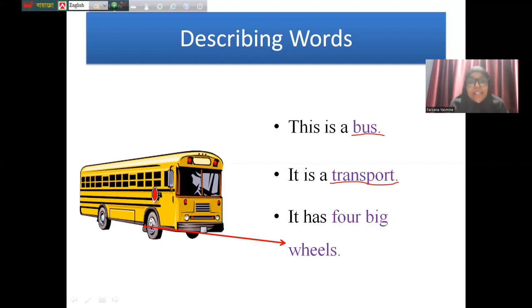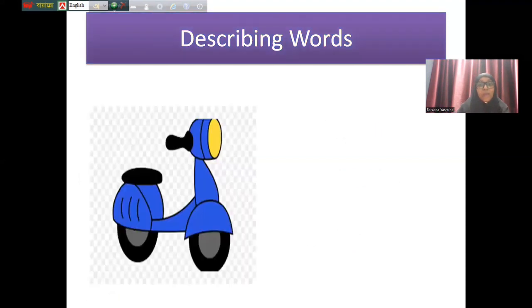So you can practice again. This is a bus. It's a transport. That means it is a transport. It has 4 big wheels. So this is a bus. It is a transport. It has 4 big wheels. Next one. What is it? Can you guess what is it?